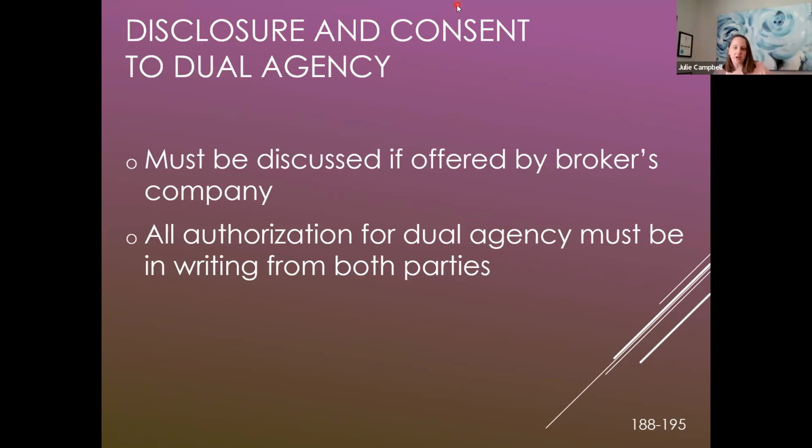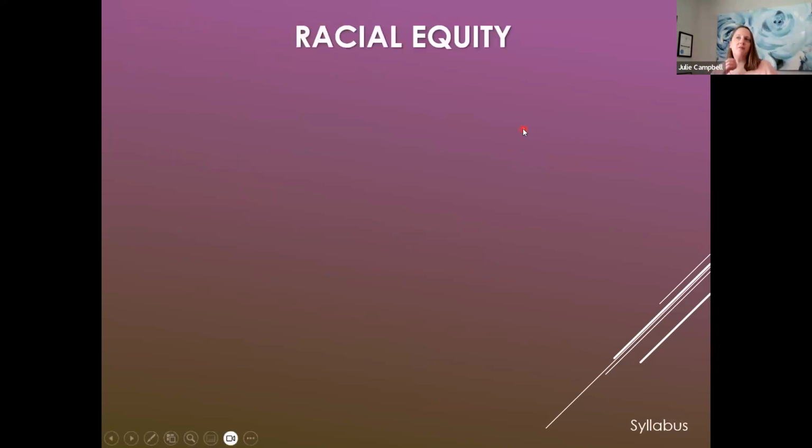One more piece of section 1, we're going off book completely. So don't even pay attention to your books for a bit. There's one little last section in this section 1 material, and it's straight from the syllabus. Specifically, that topic is racial equity.